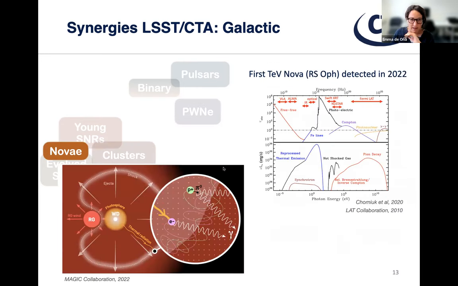And the last thing that I just want to mention is galactic transients, and I think it's important to mention Nova. Nova is one of the most relevant sources right now. It's the first one that's been detected only this year, or well, last year. And we were actually able to see the shock as it was happening. And for that, we really need a good multi-wavelength coverage.